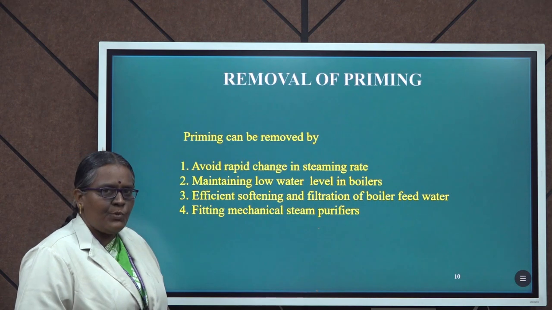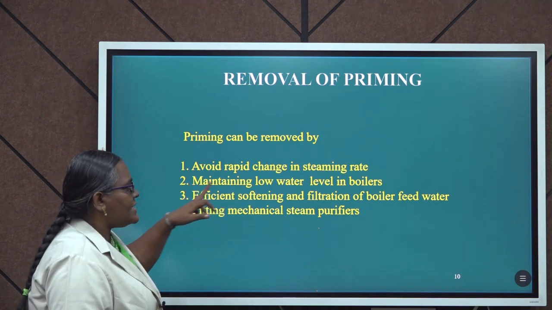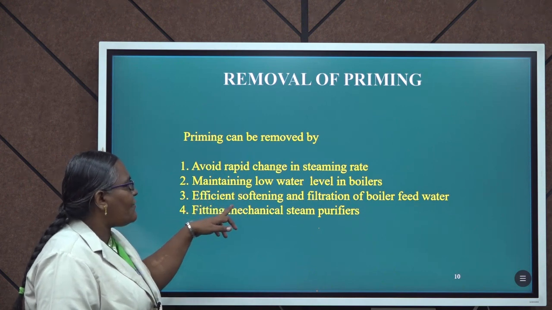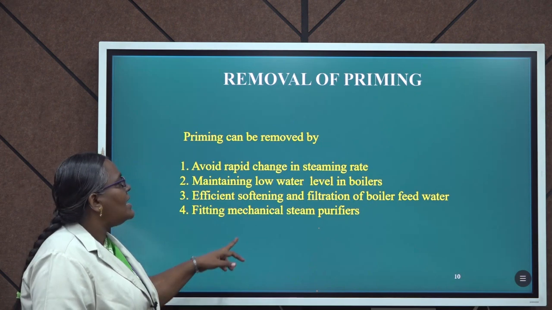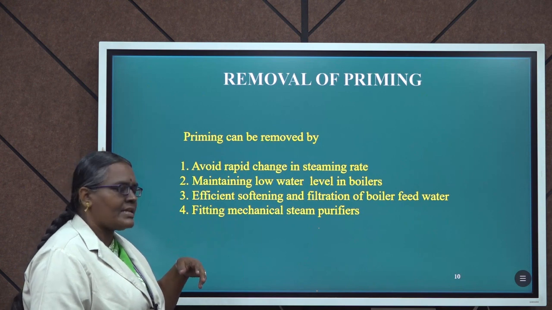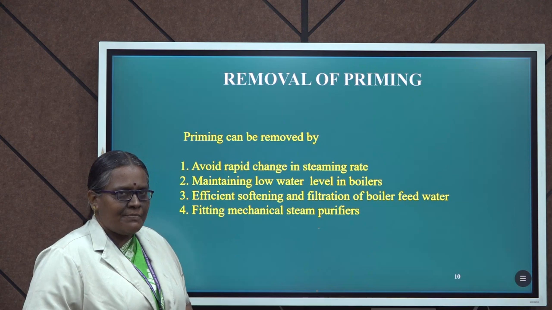So how you have to remove priming? It is done by avoiding rapid change in steaming rate, maintaining low water level in boilers, efficient softening. Softening in the sense removal of dissolved salts from the water, and filtration of boiler feed water, fitting mechanical steam purifiers. That is a mechanism where the water will be separated from the steam.